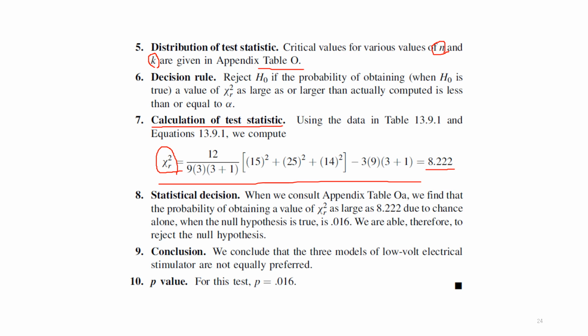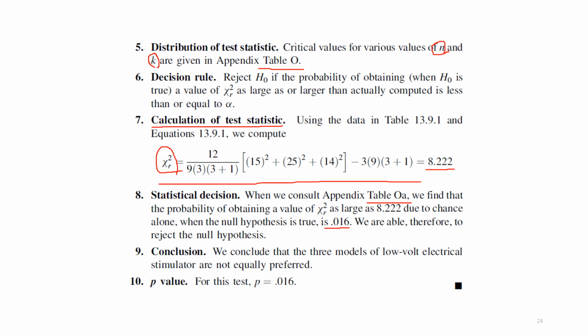So then we go to Table O. When you go to the table, you have to bring the numbers n and k. So what is k? k is 3. n is 10, right? Based on this, the critical value is maybe 0.016, okay, 0.1066. So we are able, therefore, to reject the null hypothesis.